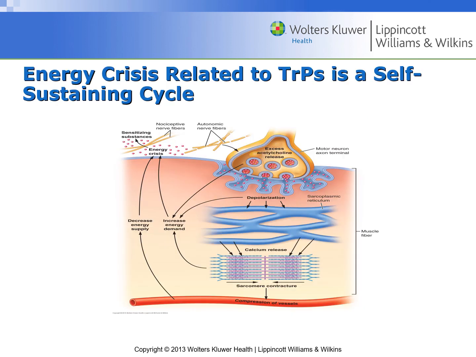The energy crisis related to trigger points is a self-sustaining cycle. The motor end plate dysfunction results in excessive calcium release from the sarcoplasmic reticulum, which allows actin and myosin bonding. The shortening of several sarcomeres in muscle fibers increases the demand for energy to sustain the contraction, while at the same time the energy supply is decreased due to the restriction of circulation from the contraction.